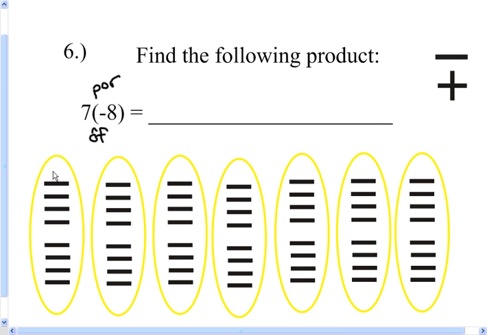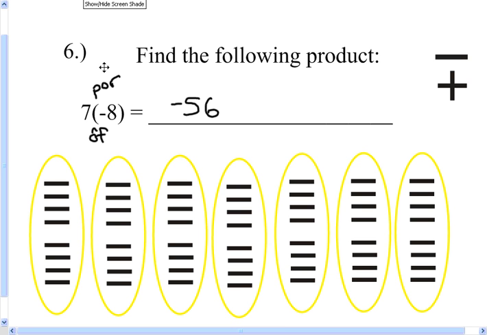That's 8 plus 8 is 16, plus 8 is 24, plus 8 is 32, plus 8 is 40, plus 8 is 48, plus 8 is 56. 56 negatives. 7 times 8 is 56, negative 56. That is the answer. 7 times negative 8 is negative 56.